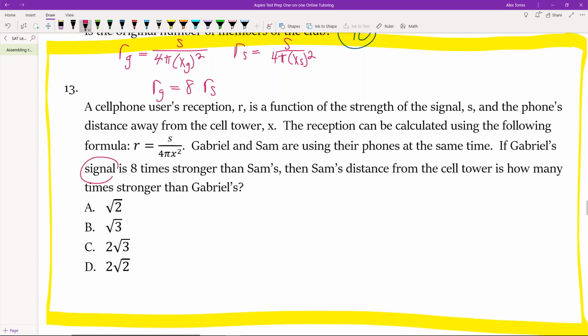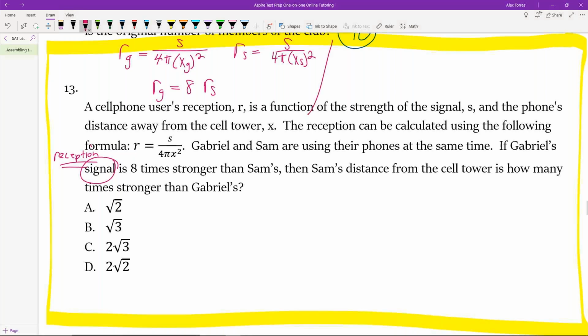So for this problem, looking at it now, I might have wanted to call that reception. That might have been confusing, but for people who paused it and tried that problem, I might reword this as reception for using this worksheet in the future. But it was Gabriel's reception that's 8 times Sam's reception.